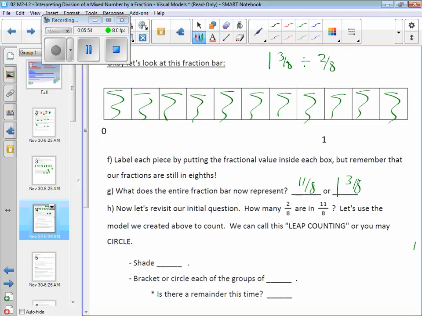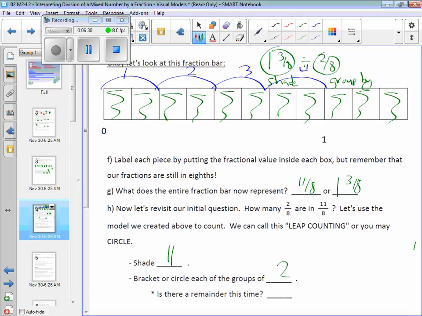Just to recall from last week, because it's been 4 days, this is your shade, this is your group by. All right, let's group them. Count them with me. 1, 2, 3, 4, 5. Now what? Partial group, right?